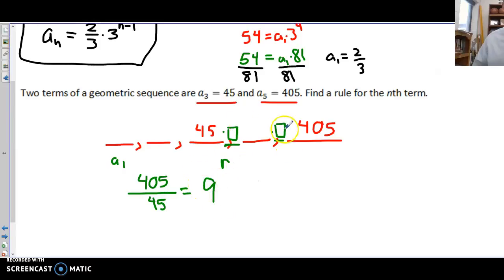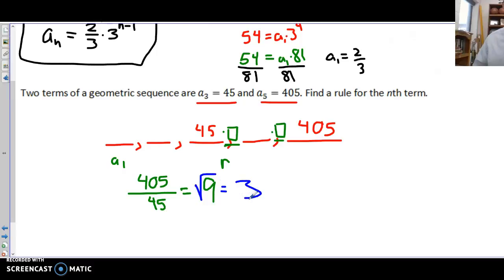Now, I multiplied twice, and it turned into 9. What number would I multiply by, 2 different times and have it be a total of multiplying by 9? Well, because there were 2 different spaces here, and I multiplied 2 times, I'm going to take the square root of 9. What's the square root of 9?